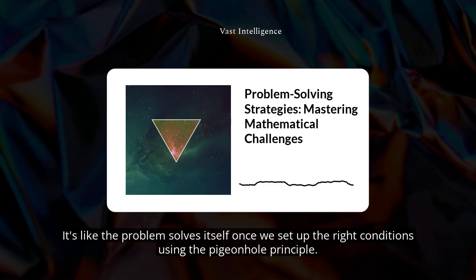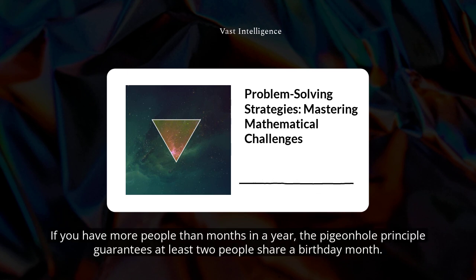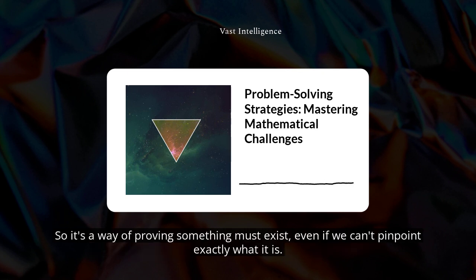It's like the problem solves itself once we set up the right conditions using the pigeonhole principle. The beauty is that it's not limited to number theory. Think of a group of people. If you have more people than months in a year, the pigeonhole principle guarantees at least 2 people share a birthday month. So it's a way of proving something must exist, even if we can't pinpoint exactly what it is.